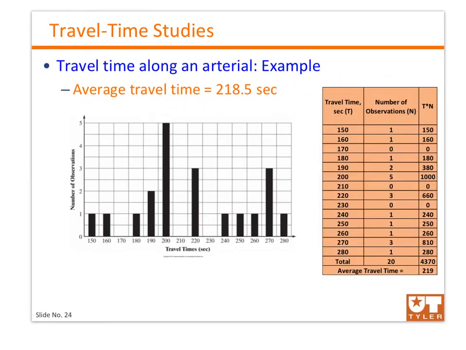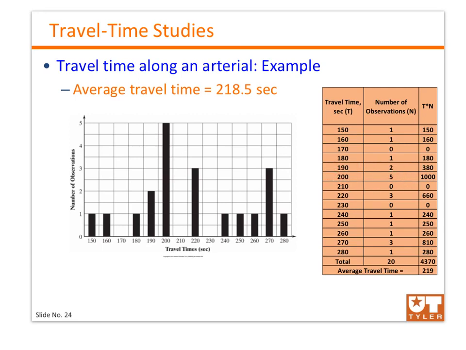Here is another example of travel time along an arterial. As you can tell, we have the table of observations versus a graphical illustration of this travel time along this arterial. Let's take a look at the table. You can see the travel time versus the number of observations. For example, 150 seconds was observed for one section, while 200 seconds was observed for 5 sections.